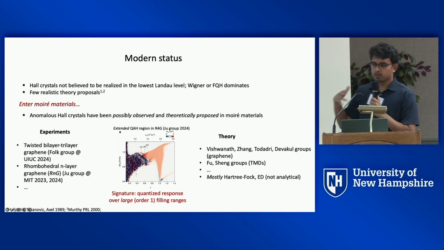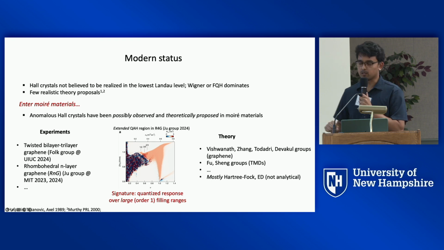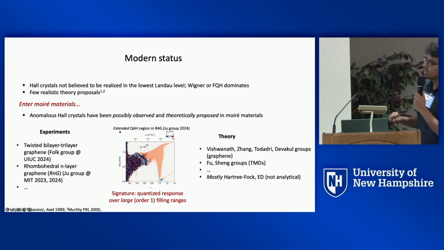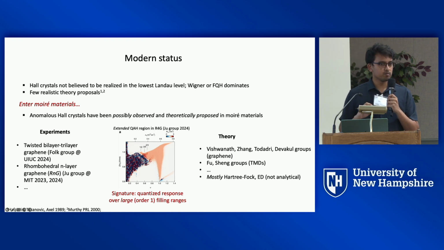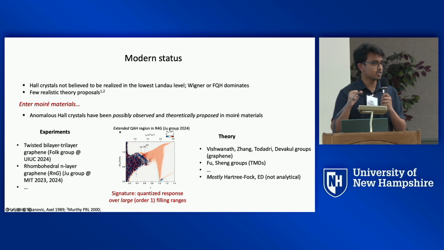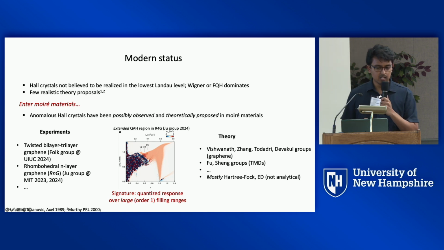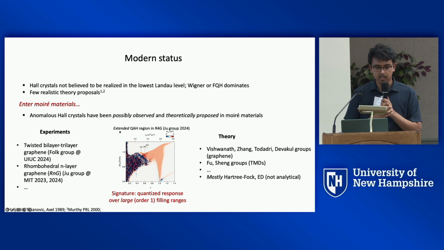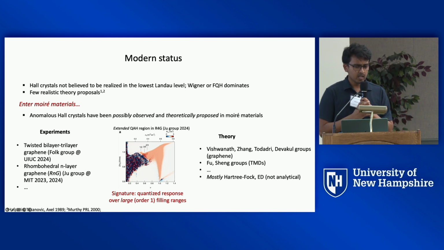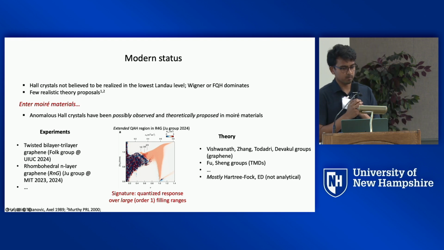I want to attempt to bring us up to date and just situate this work in the field a little bit more by talking about the modern status. Hall crystals were initially studied because people thought that the Wigner crystal and the fractional quantum Hall state in the lowest Landau level, rather than compete, maybe they could coexist in the form of a Hall crystal. But since their first proposal, it's no longer believed to be realized in the lowest Landau level. And indeed, there are actually few realistic theory proposals.